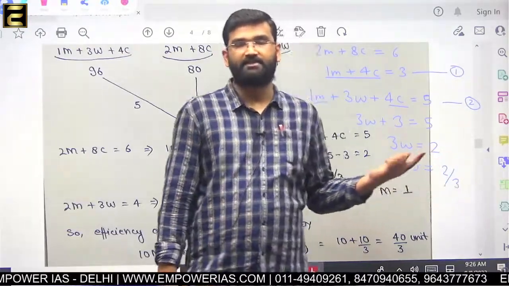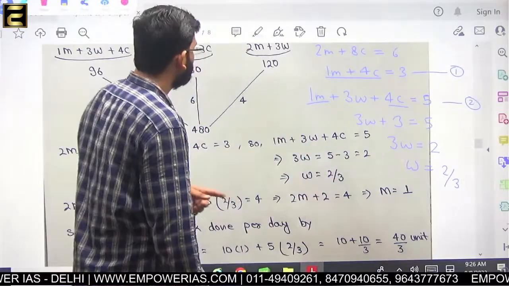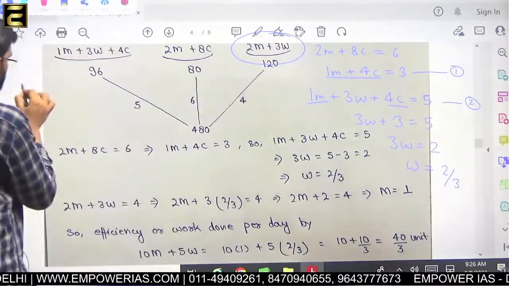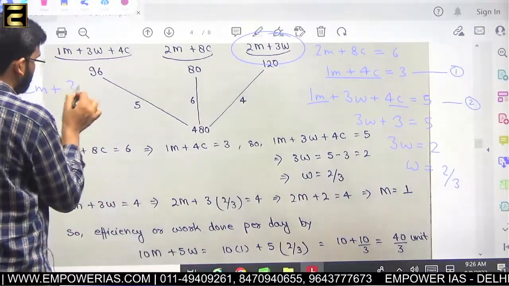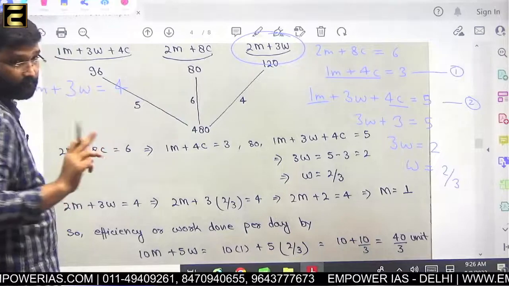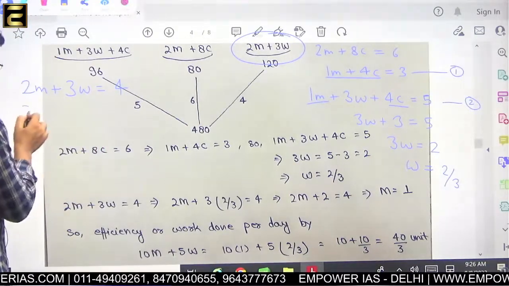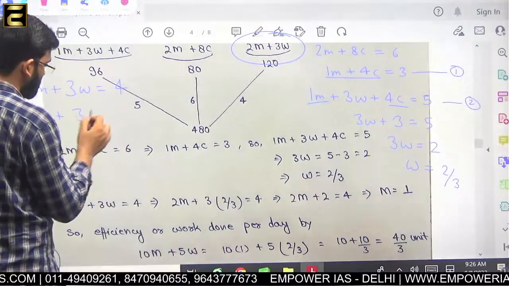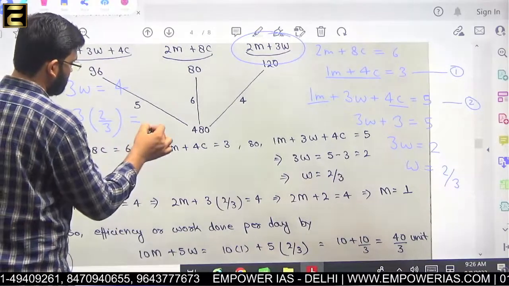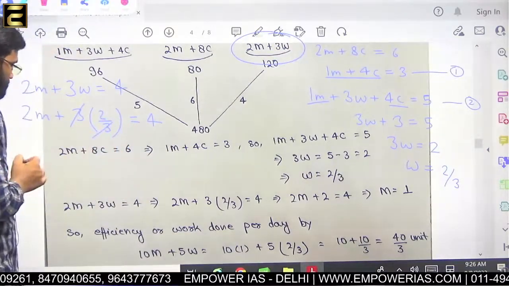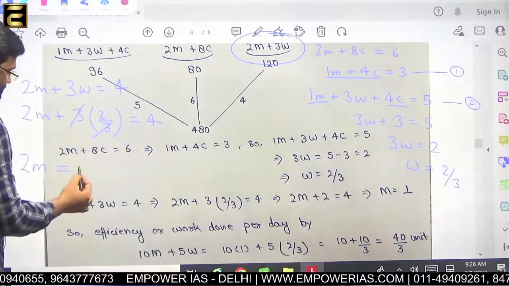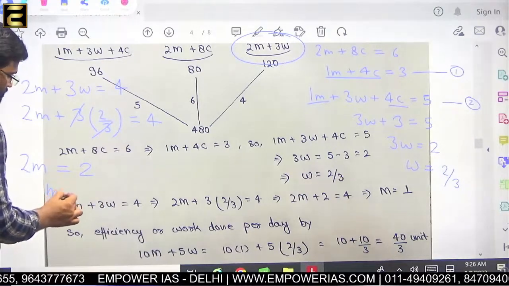We have to calculate the efficiency of man. See, this is the case where 2 men plus 3 women is equal to 4. Here woman's value is 1 woman is equal to 2/3. So here 2 men plus 3, at the place of woman what we will write? 2/3 is equal to 4. 3 will cancel. So here 2 man is equal to 4 and this 2 will get subtracted, means 2. So man is equal to 1.